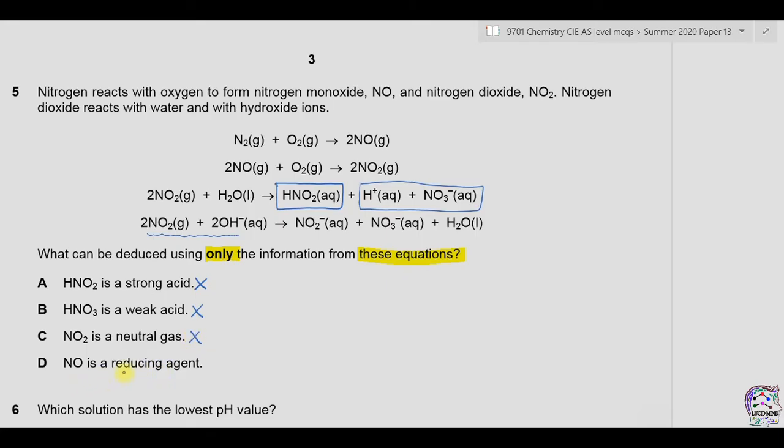D says NO is a reducing agent. We can see in this equation the oxidation state of nitrogen is +2, while in the product the oxidation state of nitrogen is +4. So it is oxidized, and the substance oxidized is called a reducing agent, so therefore this is correct. So the only option is D.